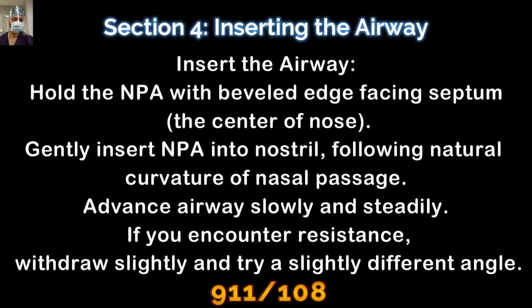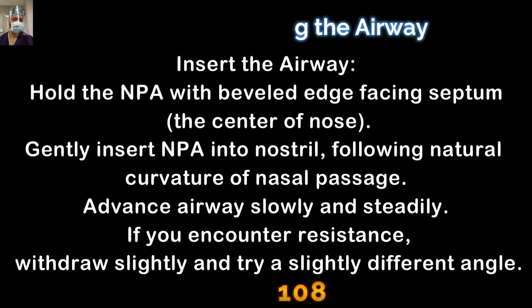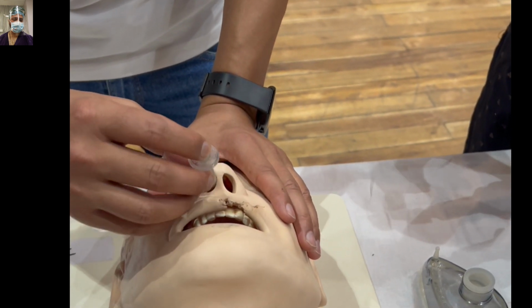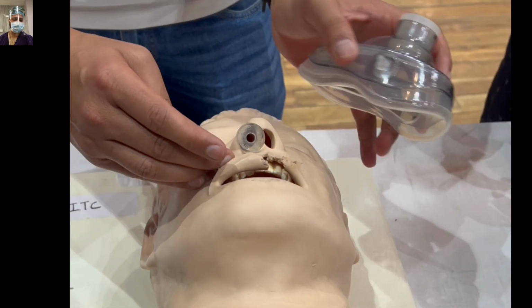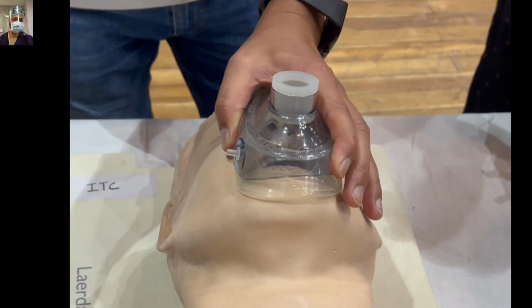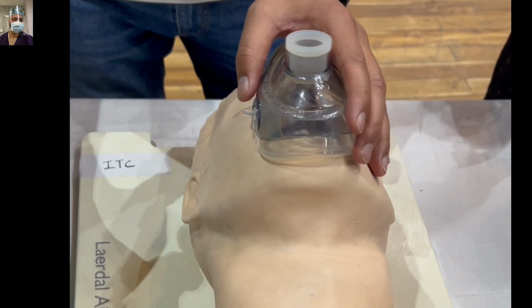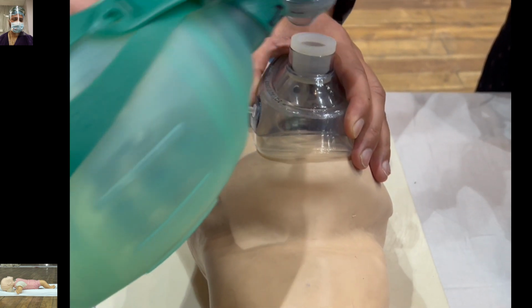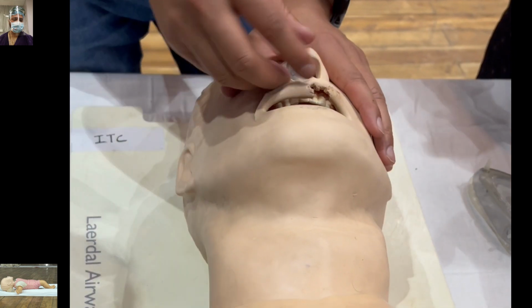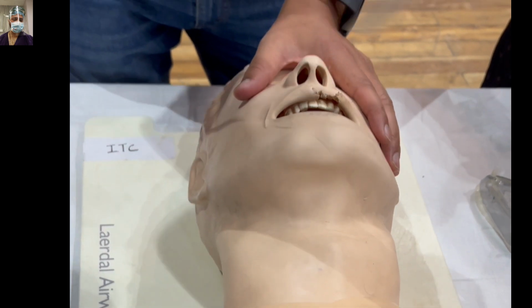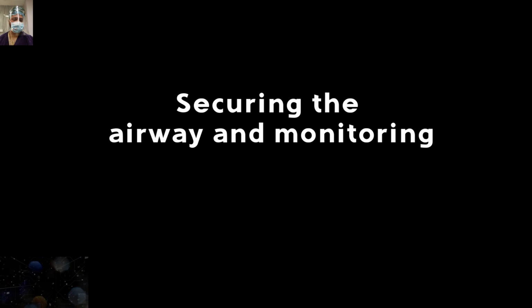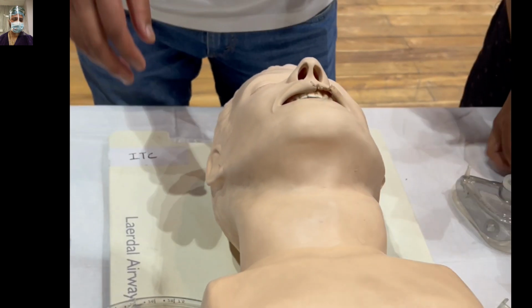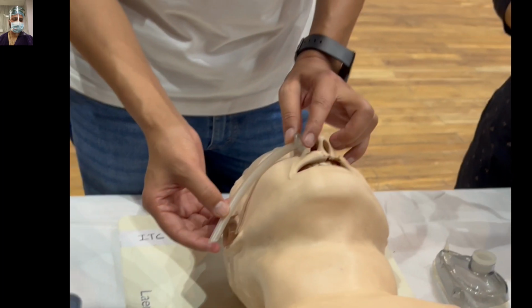Then hold the cut end or the beveled edge of the NPA toward the nasal septum, toward the center of the nose, and gently insert it with a slight twisting movement. Follow the natural curve of the nasal passage and advance slowly and steadily. If you encounter any resistance, try a different angle or try the other nostril also, as demonstrated here in this video. Once the nasopharyngeal airway is in position, you can start ventilating the patient and start monitoring.